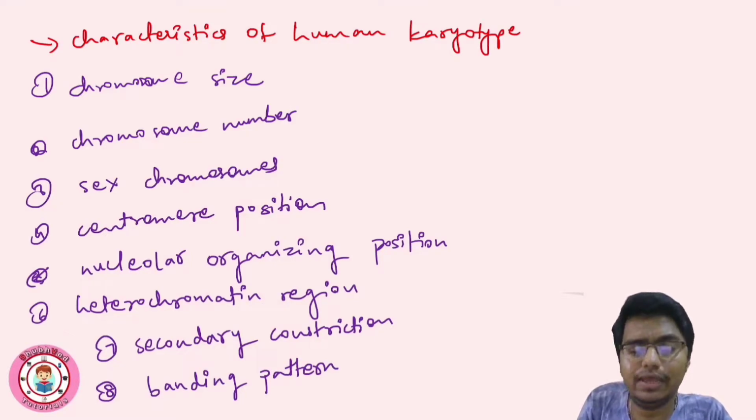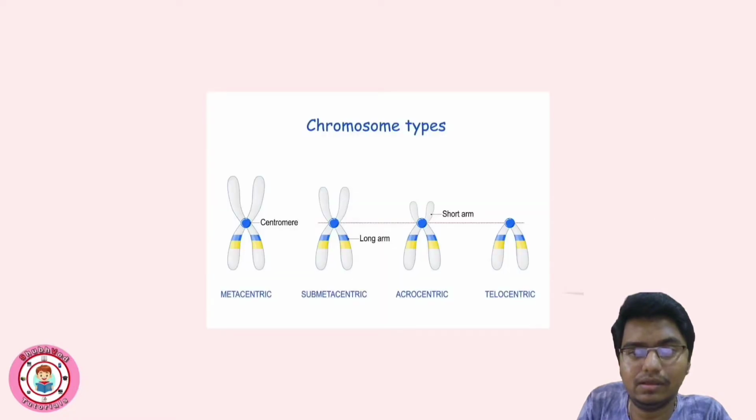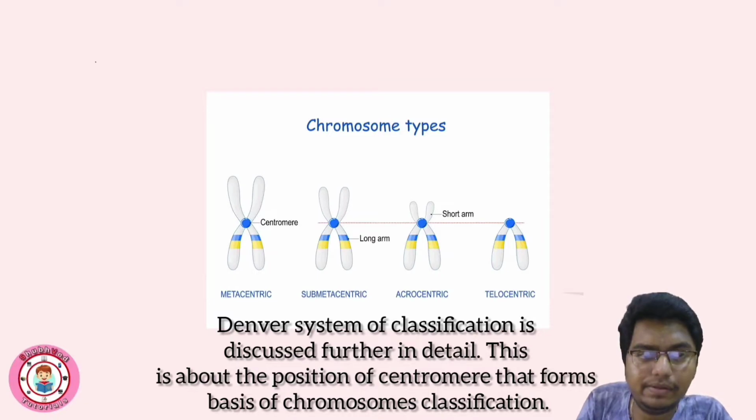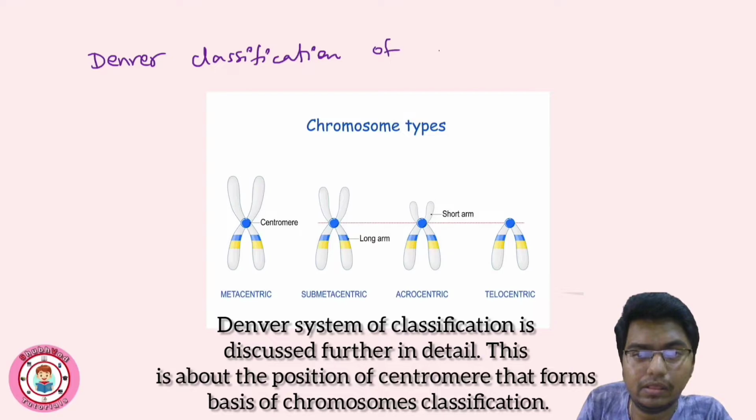So first of all, chromosomal classification. Chromosomes are classified according to the position of centromere. It is known as Denver classification, the Denver classification of chromosomes, which is based on the position of centromere.